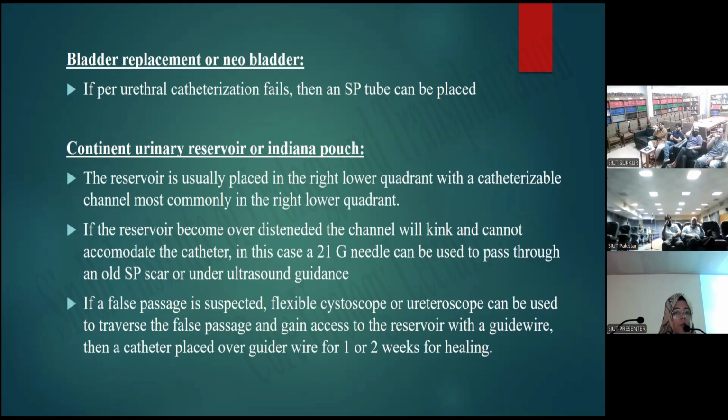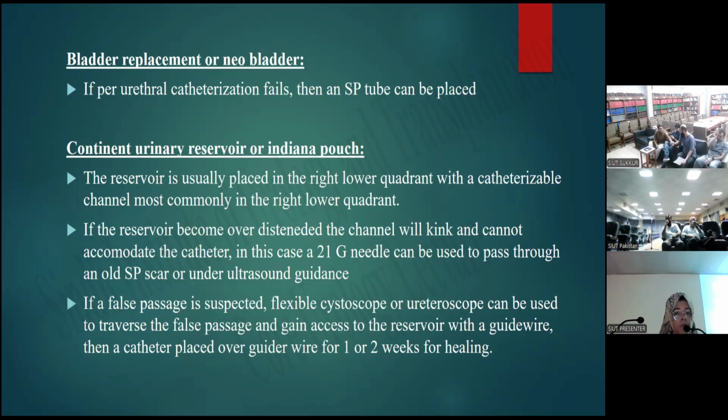In cases of bladder replacement or a neobladder, per urethral catheterization should be avoided, and if it fails, then an SP tube can be placed, usually through an old SP track, because the track has retracted to the anterior abdominal wall skin, and you can avoid gut injury if you go through the old SP track, favorably under ultrasound guidance.